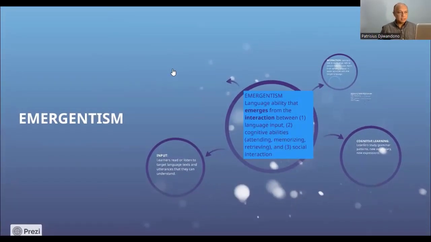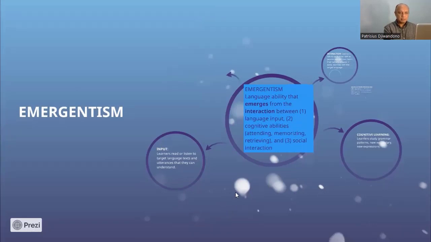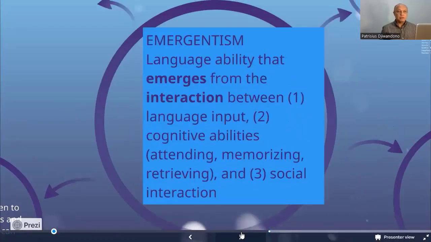Okay, so this is the topic for today, emergentism. Now let me get to the first slide. Emergentism is actually very simply defined. Emergentism is a language ability that emerges from the interaction between language input. Language input is all the language elements that your learners hear, or read, or are exposed to. And then second is cognitive abilities. That is their act of attending to your explanation, maybe to a language pattern, to new words. Also, it is the act of memorizing new words, memorizing new patterns, and retrieving from the memory those new patterns.